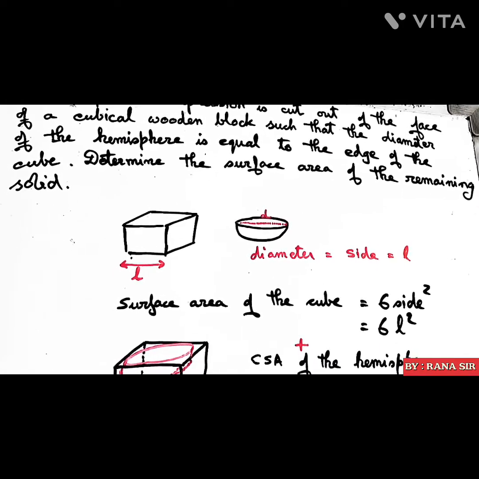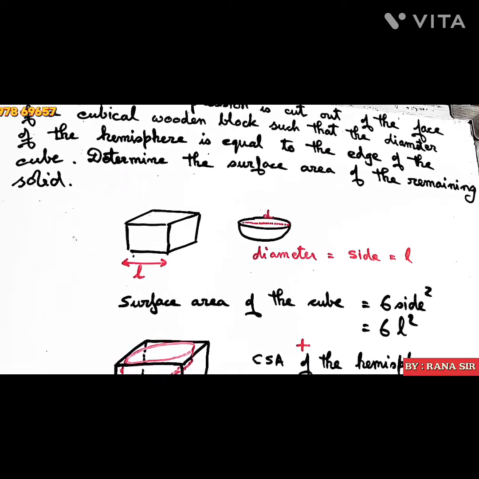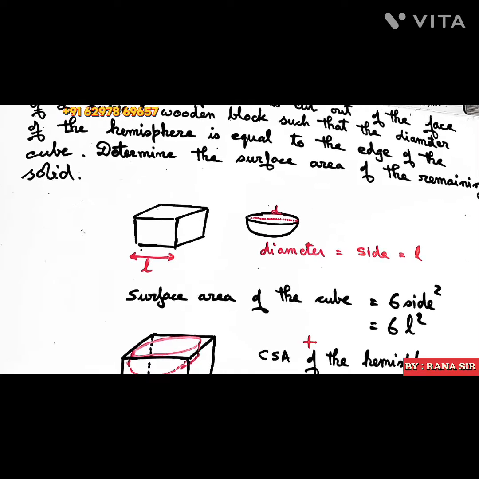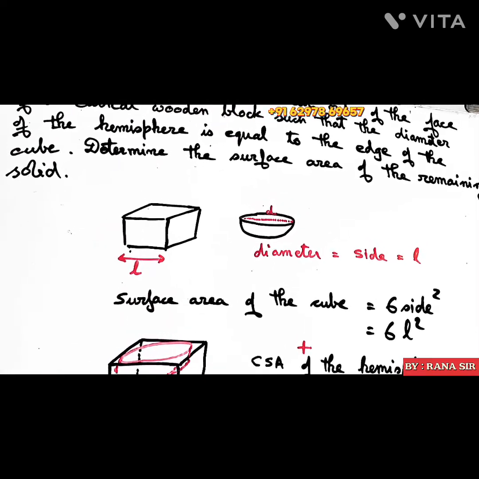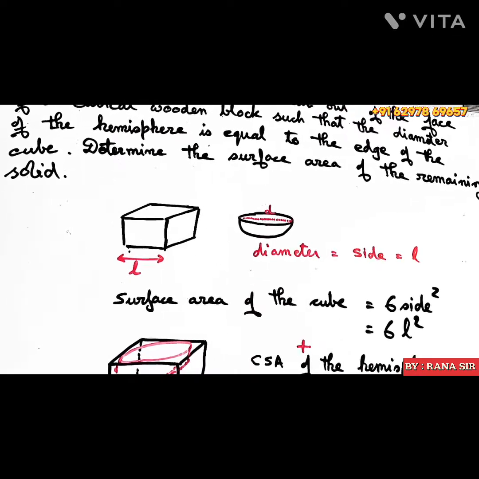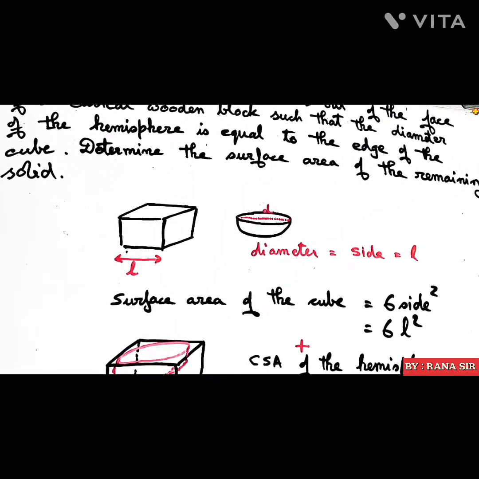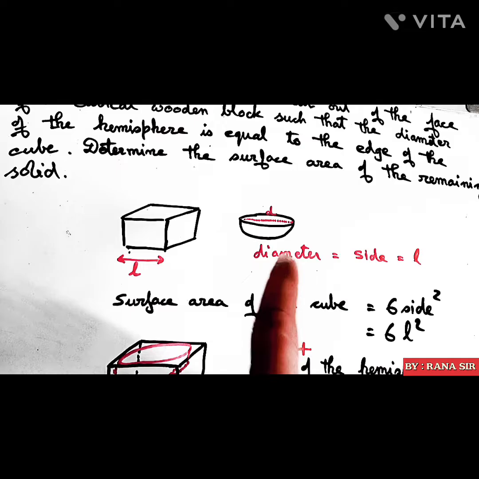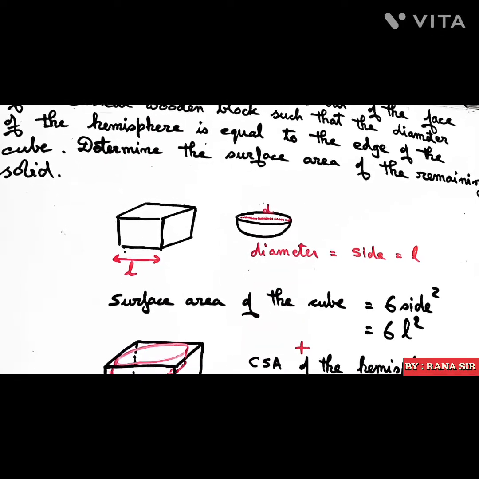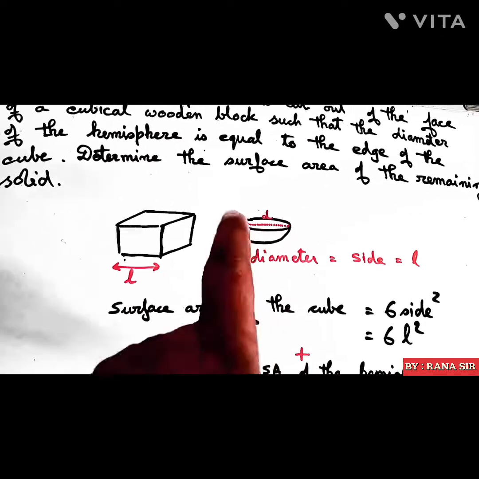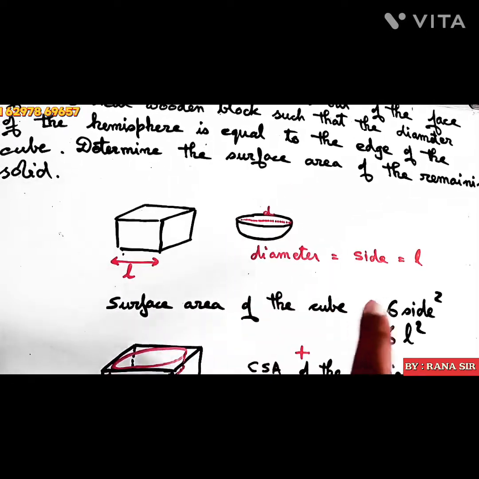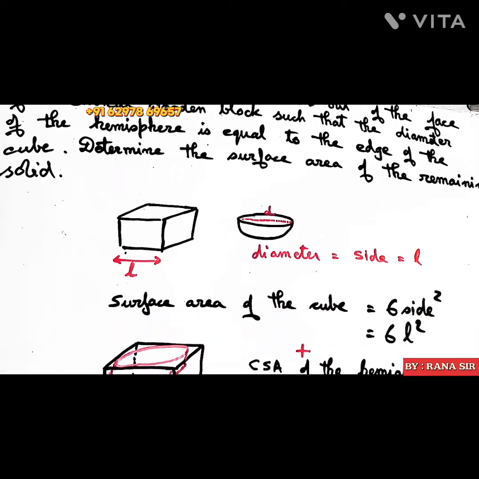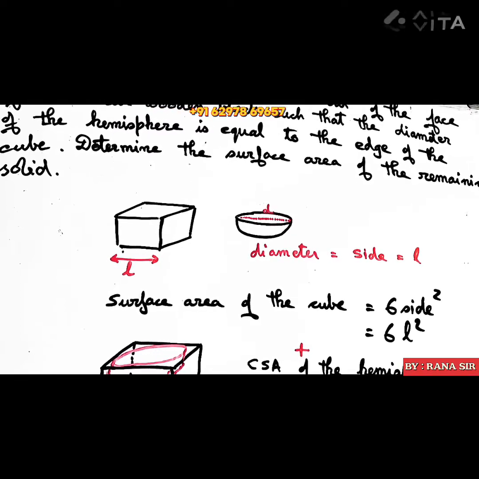So what does this mean? First understand what does this mean. This means that there's a cube with length L, and there is also a hemisphere. A hemisphere is half a sphere, whose diameter is equal to the side of the cube, that is L. So diameter equals side equals L.